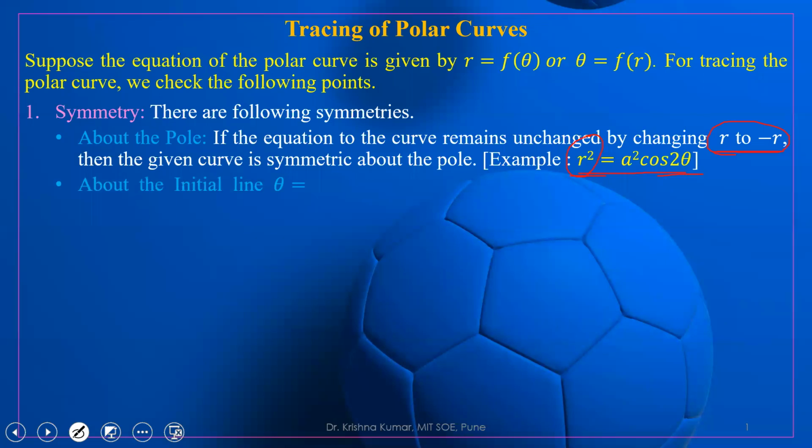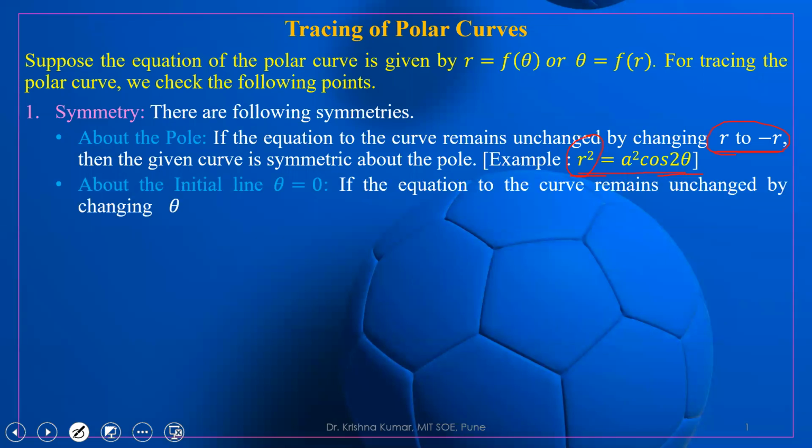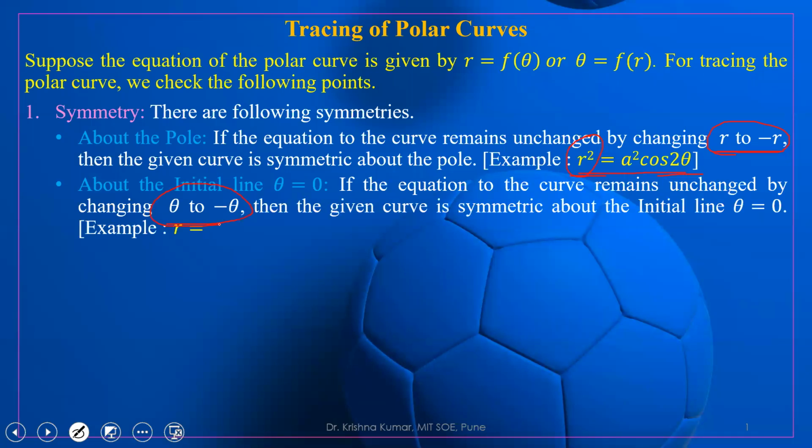The second symmetry is about the initial line theta equal to 0. If we replace theta by minus theta and the equation of the curve does not change, then we say that the curve is symmetric about the initial line theta equal to 0. Let us see here, we have the given equation r equal to a times 1 plus cos theta. If we replace theta by minus theta, cos of minus theta is cos theta, so the equation will not change. That's why this curve is symmetric about the initial line theta equal to 0.